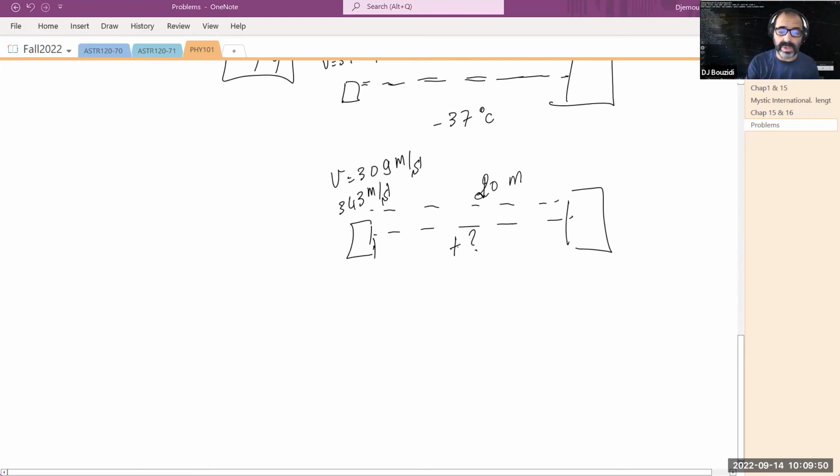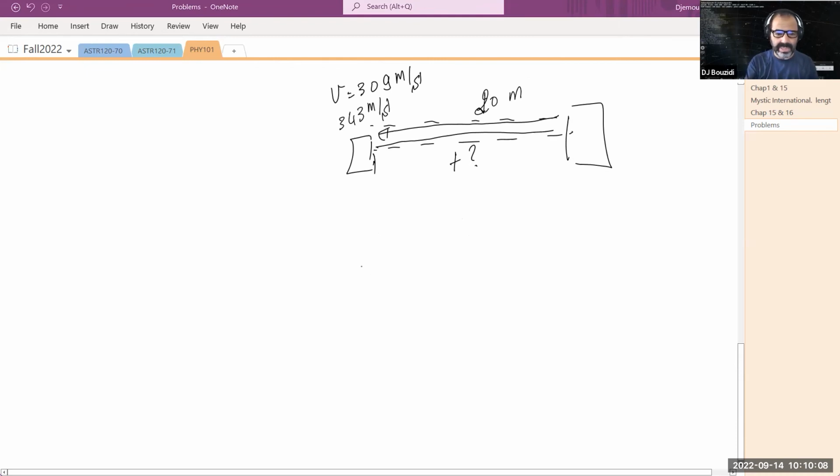But the distance has to be multiplied by 2, because the sound is going and coming back. So the distance in this case is 40 meters to give you this time. Or if you wish, you're going to have half the time. Either way, you're going to find the time. But the actual speed is less than that. It's actually 309 meters per second. So you take that time that you measured for the time to go back and forth.